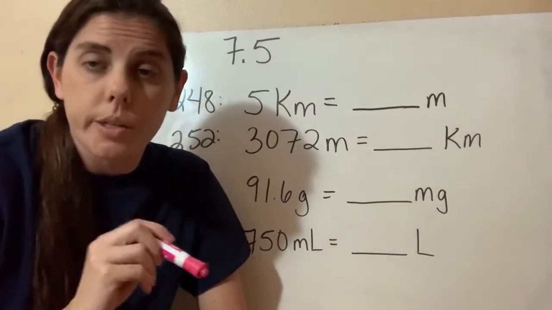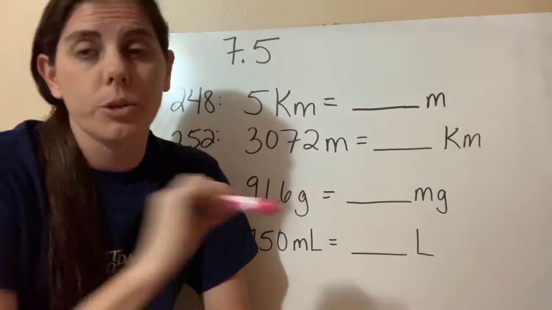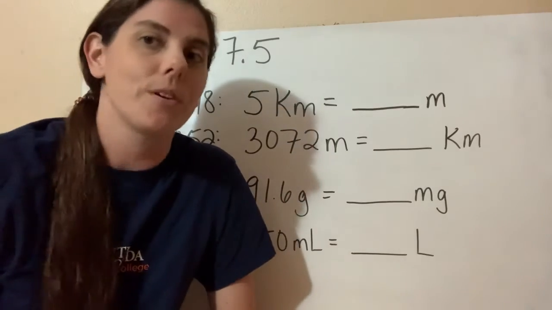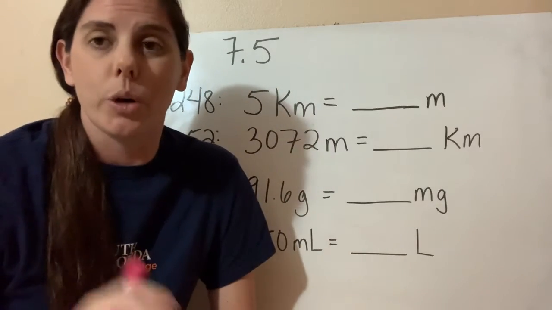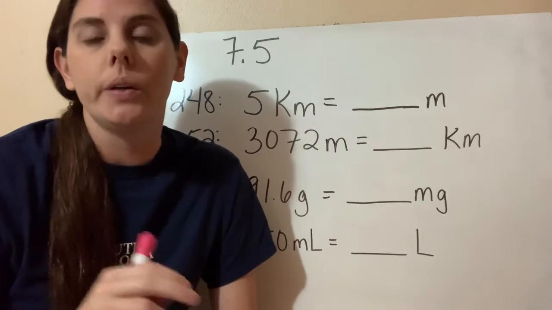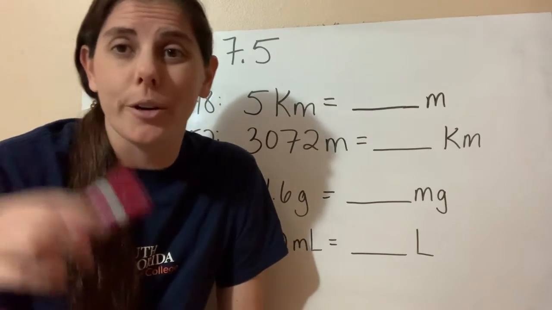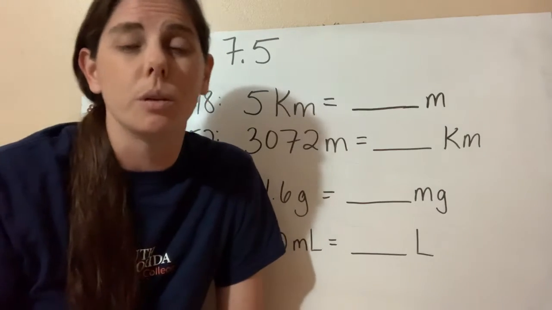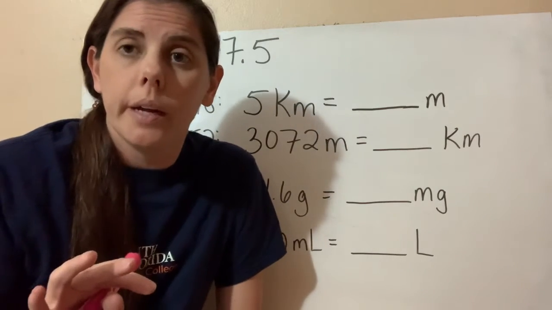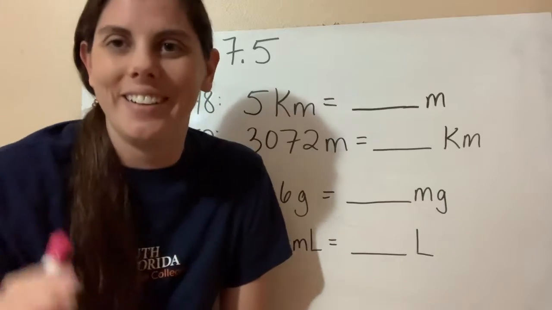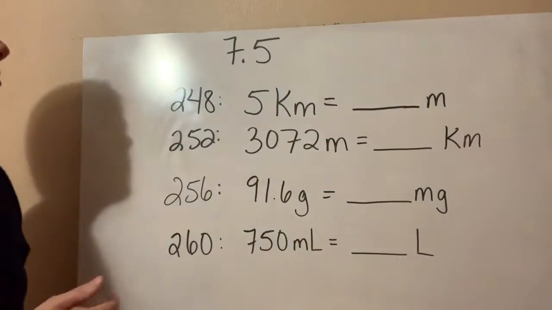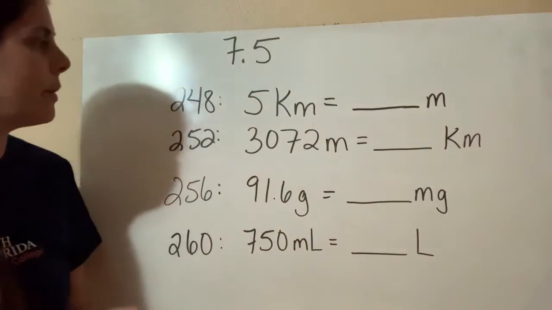Working with the metric system and doing conversions within the metric system is a little bit easier because everything is dealing with tens. So as we saw in our earlier video, you're basically just moving decimals, or you're multiplying or dividing by 100 or 1,000. So it's very simple, but you just have to remember which way to go. So we have a few problems up here from the book. Again, we're still in section 7.5.